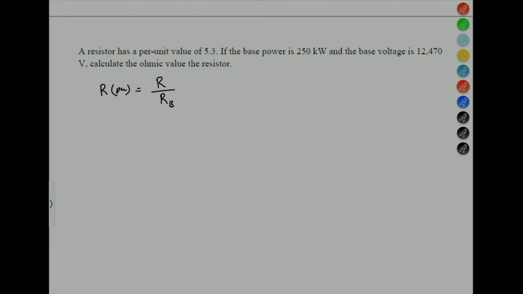In this problem, we see that a resistor has a per unit value, and we have a base power and a base voltage. The problem asks us to calculate the ohmic value of the resistor. So we can reorganize this: the ohmic value is equal to the per unit value multiplied by the base. We need the base because we already have the per unit value.